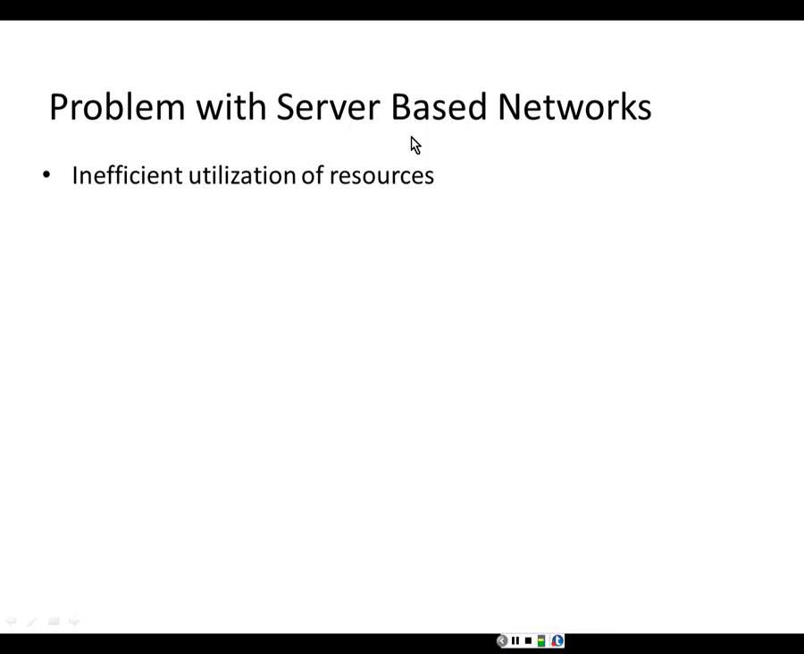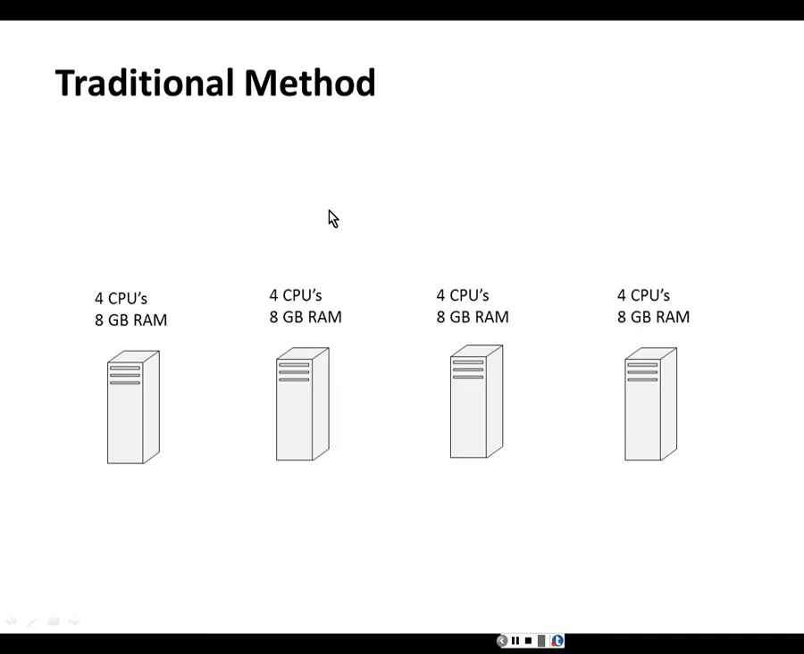The problem with server-based networks is that there is an inefficient utilization of resources. So here's an example of when we first started our server room a long time ago at CCBC. We got 4 separate servers, and each server had 4 CPUs and 8 gig of RAM, and at the time, that was a lot. And on the first server, we figured we would make the first server a DNS server, the next server would be a DHCP server, the next server would be a file server, and the last server would be a registration server.